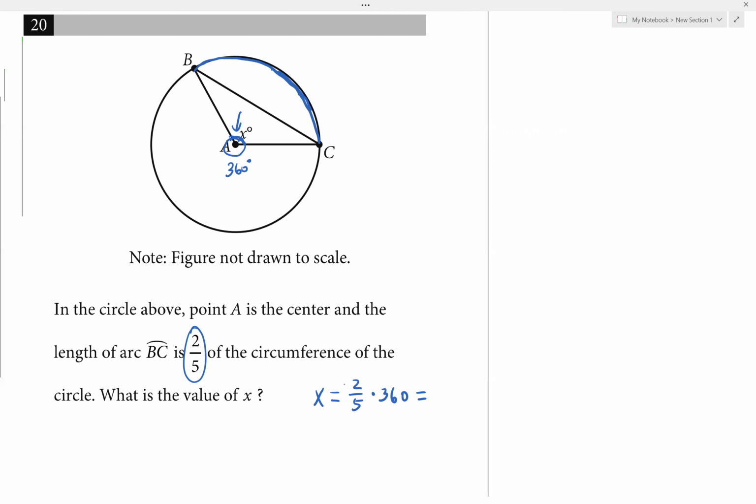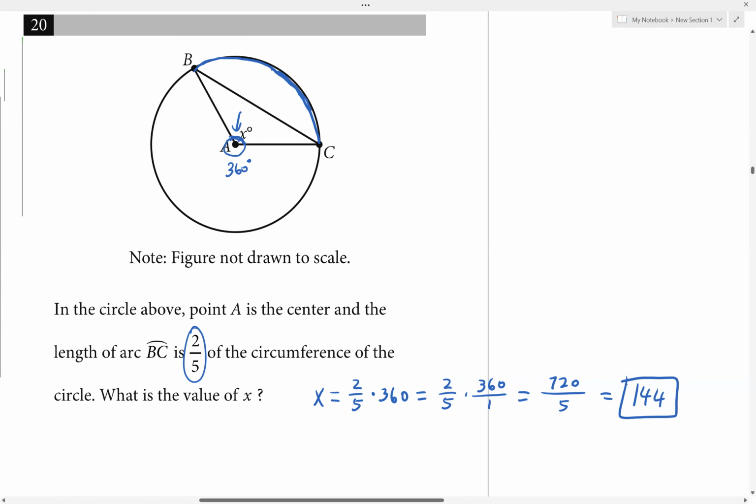So 2/5 times 360. Since 360 is a whole number, you can put it over 1. So it'd be 2/5 times 360 over 1. On the top, we multiply this out. 2 times 360 is 720. On the bottom, 5 times 1 is 5. So 720 divided by 5 is 144 degrees. Okay, so that should be our answer, which is 144. That's the x value here.